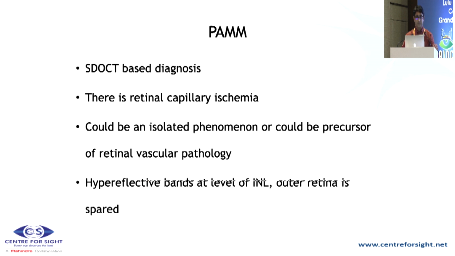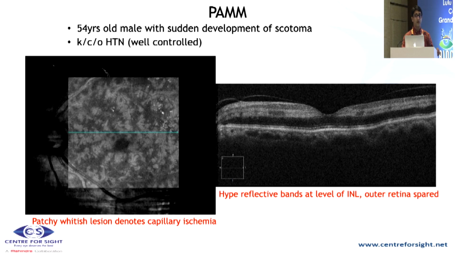layer is completely spared. So this is a 54-year-old hypertensive male who presented to us with a scotoma. On OCT, the outer retinal layers are completely spared, but the inner layers are patchy, with hyperreflective bands in the inner nuclear layer, while the outer layer is comparatively near normal. What we saw on en face OCTA was that the larger vessels are completely fine, but there are small whitish patches over the posterior pole, and these are the capillary non-perfused areas, which are a feature of PAM.